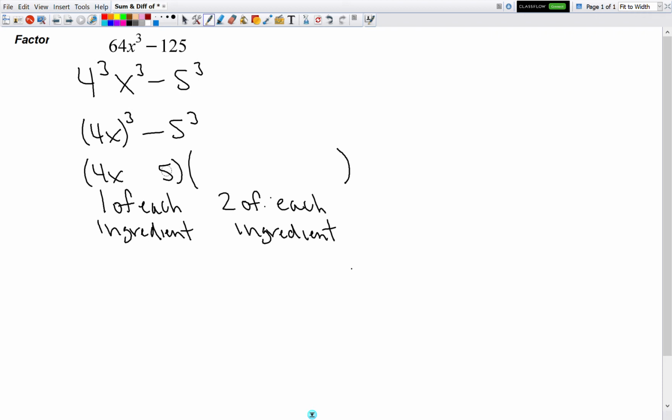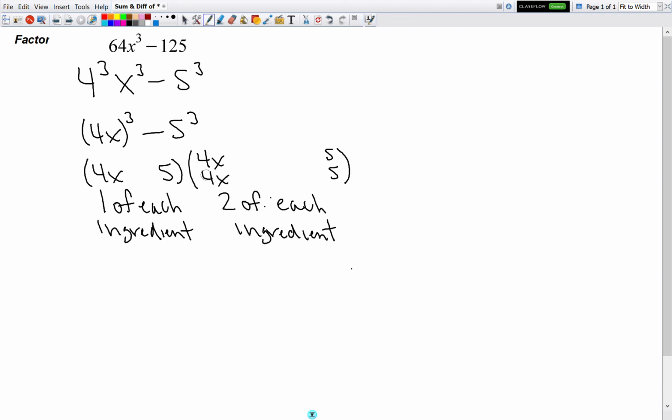Okay, in the bigger pot, I'm going to put 2 of each ingredient. So I'll put 2 4x's and I'll put 2 5's. Okay, and in the middle, I'm gonna mix the 2 ingredients together. I'm gonna mix 4x and 5 together.